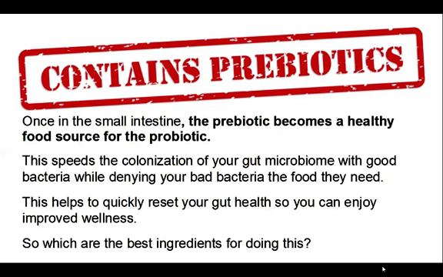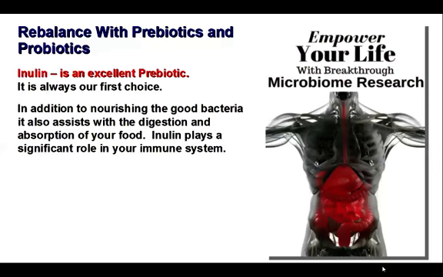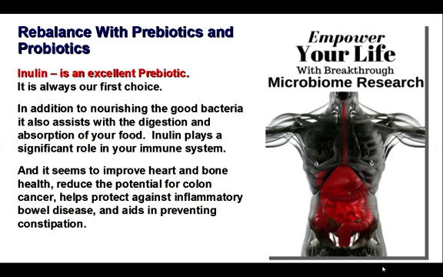So which are the best ingredients for doing this? We would recommend the following. Inulin is an excellent prebiotic. It is always our first choice. In addition to nourishing the good bacteria, it also assists in the digestion and absorption of your food. Inulin plays a significant role in your immune system, and it seems to improve heart and bone health, reduce the potential for colon cancer, helps protect against inflammatory bowel disease, and aids in constipation.